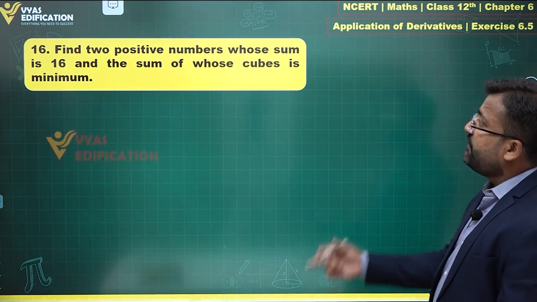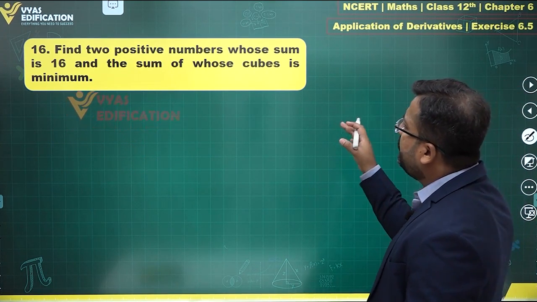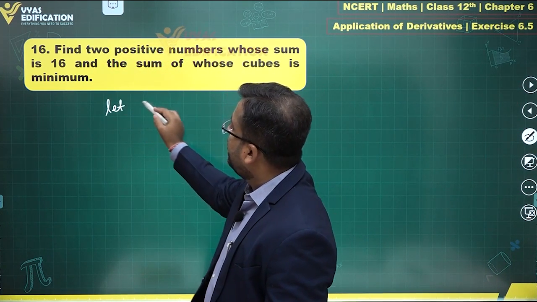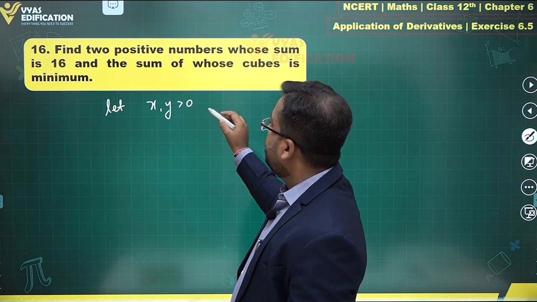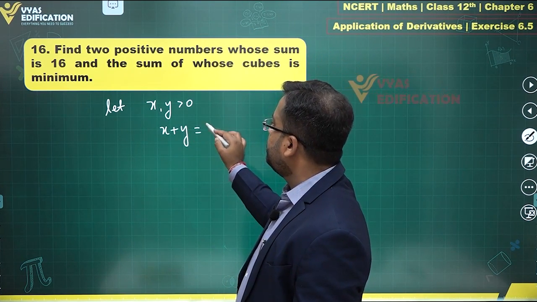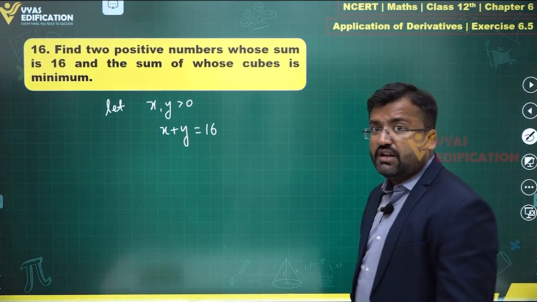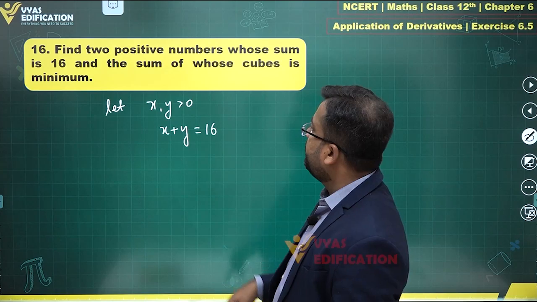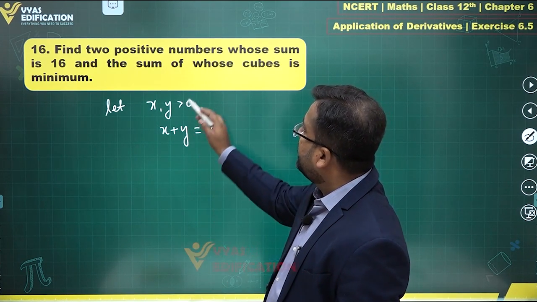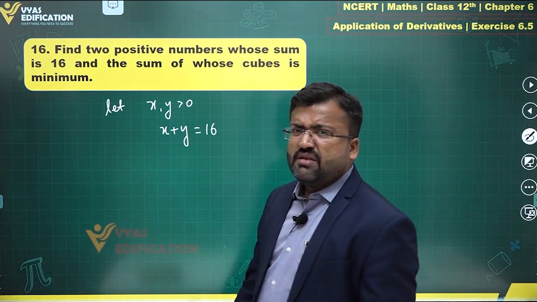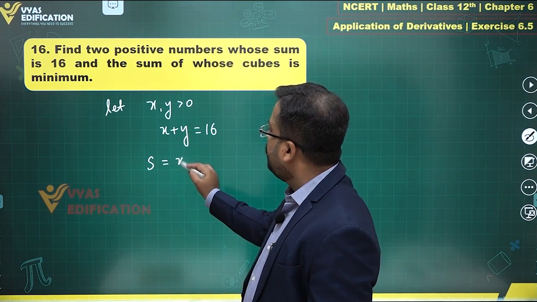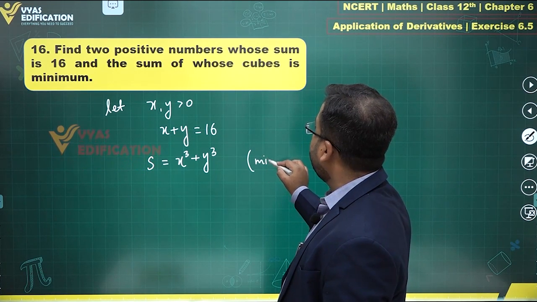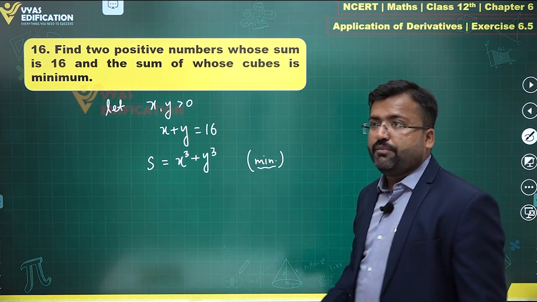The 16th question says find two positive numbers whose sum is 16 and the sum of whose cubes is minimum. Okay, so let x, y greater than 0 be such that x plus y is equal to 16 be the two numbers. Obviously, since they are greater than 0, the numbers will be less than 16. And the sum of whose cubes, let's call it S, is equal to x power 3 plus y power 3, and this is supposed to be minimized. We are supposed to find the minimum.